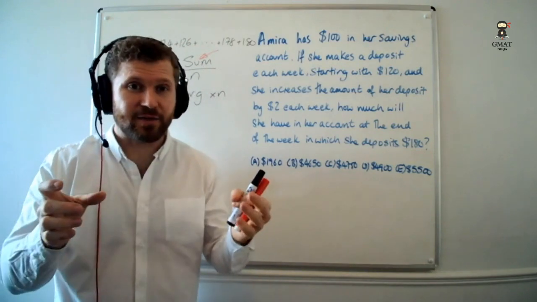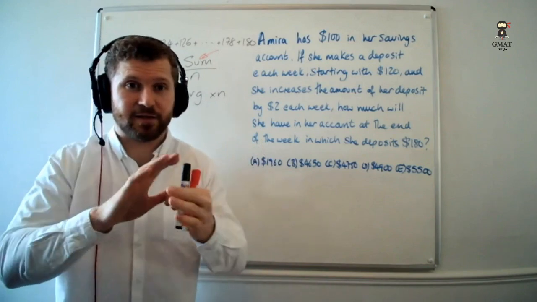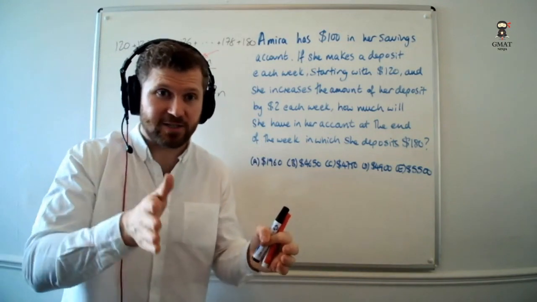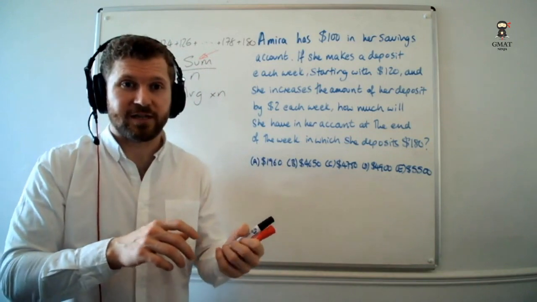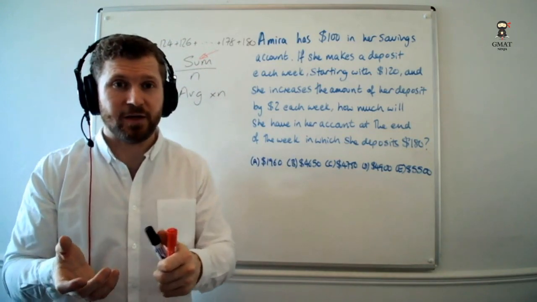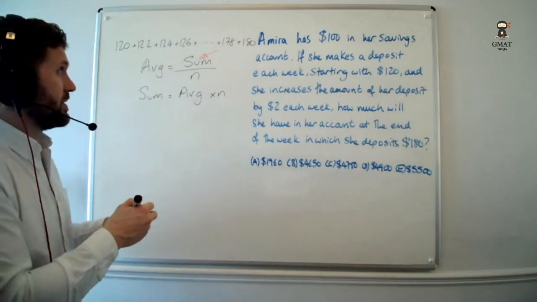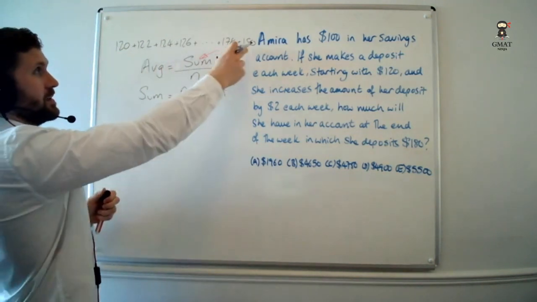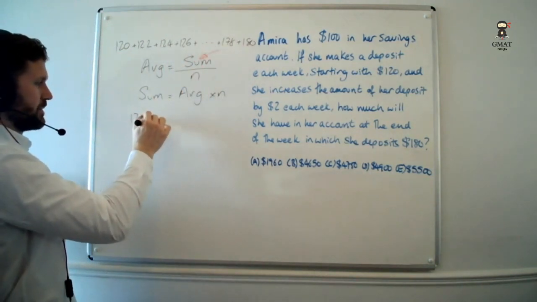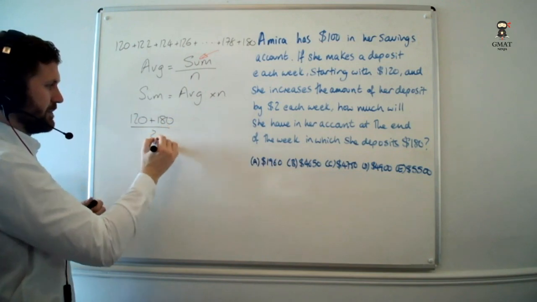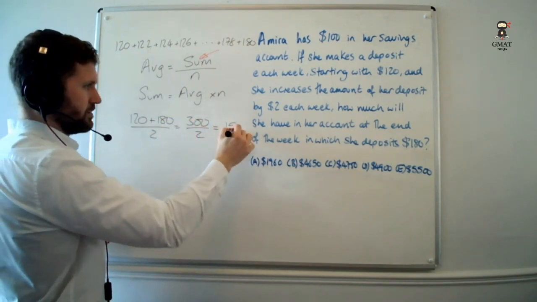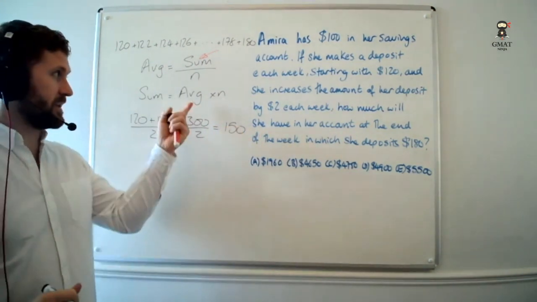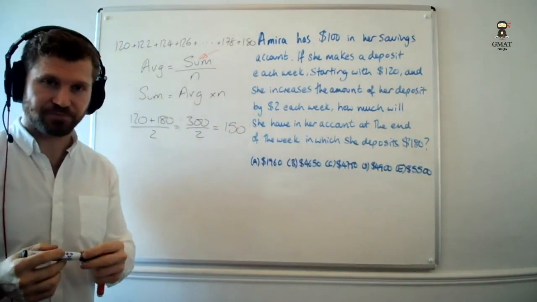In a set like this, 120 to 180, they're all even numbers. The gap between each number is always 2. Then the mean of that set, the average of the set, is going to be the same as the median. Or if you want a fairly quick way of finding it, we just take the smallest number, add it to the largest number, and divide that by 2. So 300 divided by 2 will give us 150. So the average here is going to be 150.